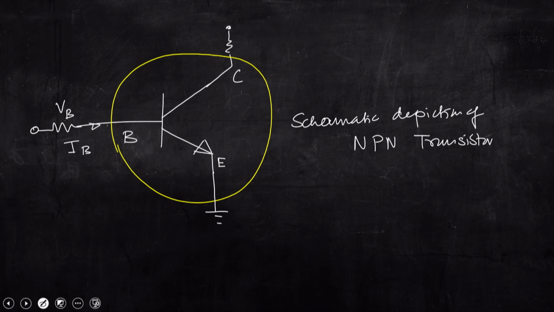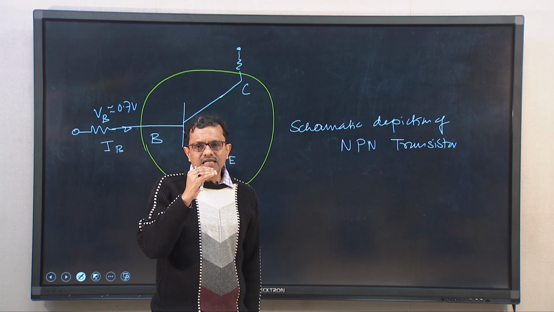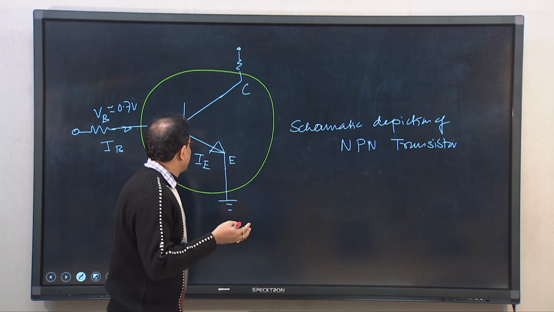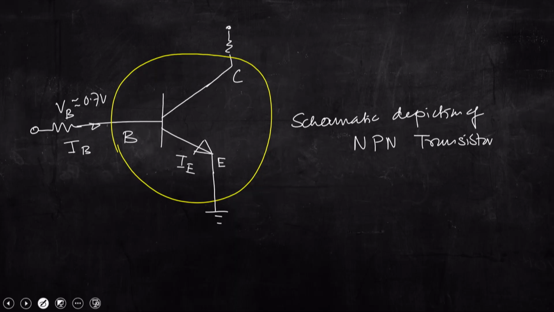Initially when this VB equals 0.7 volt, then this IB will flow and then we will be getting IE, that is the emitter current, right. And when this 0.7 volt is breaking the barrier, then we will be getting a significant amount of collector current IC to flow. So, then we will be getting IC. So, we can write here that IE equals IB plus IC.